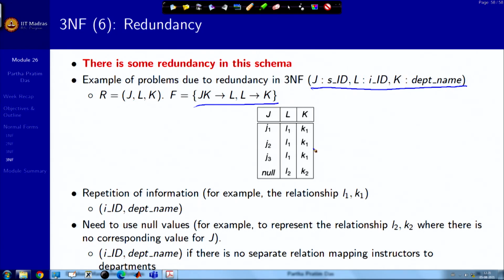And these are different entries which satisfy this. You can see that there is no entry where J and L are the same and K is different. So, that is satisfied. L determines K. So, whenever I have L1, I have this value as K1. So, this is fine. Now, of course, this relation is in third normal form, but there is repetition of information as you can see here.